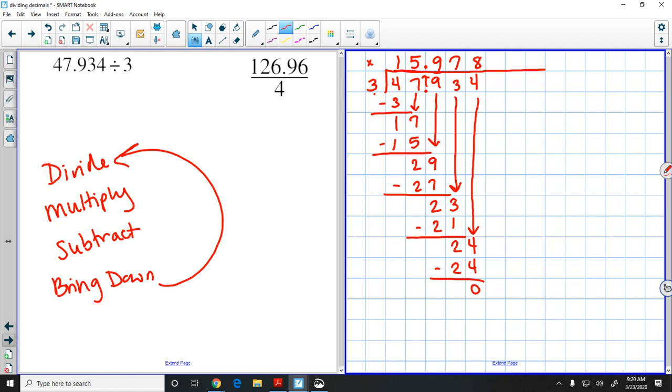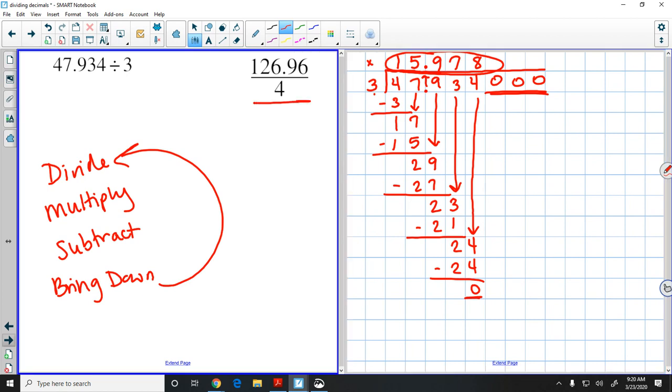Do I have any other numbers out here to bring down? Well, there are zeros. You can put zeros, but is it going to make a difference? No. And our remainder is 0, so that means our final answer, our quotient, is 15 and 978 thousandths. Okay? All right, what I want you to do is pause the video, and try this one on your own.